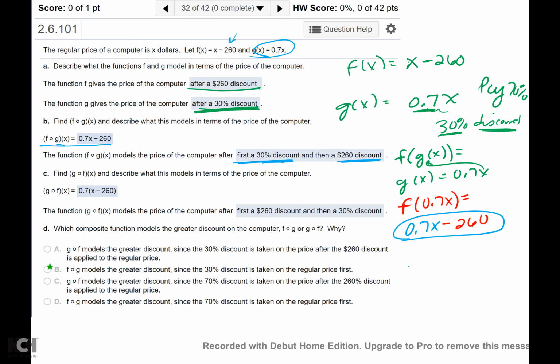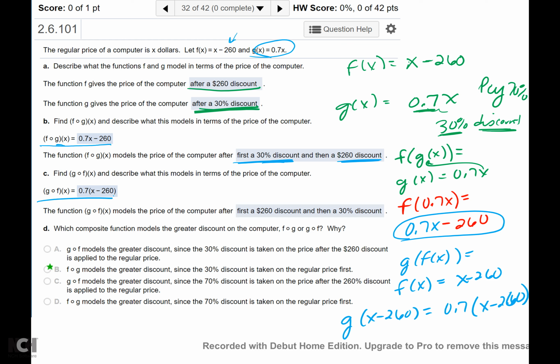If you do g of f of x, I've got to find f of x first, which is x minus 260. And then I take that, and they want me to find g of that, which says 0.7 times whatever you brought, which is x minus 260. Okay, so that's where they got this. And what that means is, since we're doing f first, we're taking the $260 discount first, and then the 30% discount. All right, it says, which composite function models the greater discount on the computer, f of g or g of f, and why?